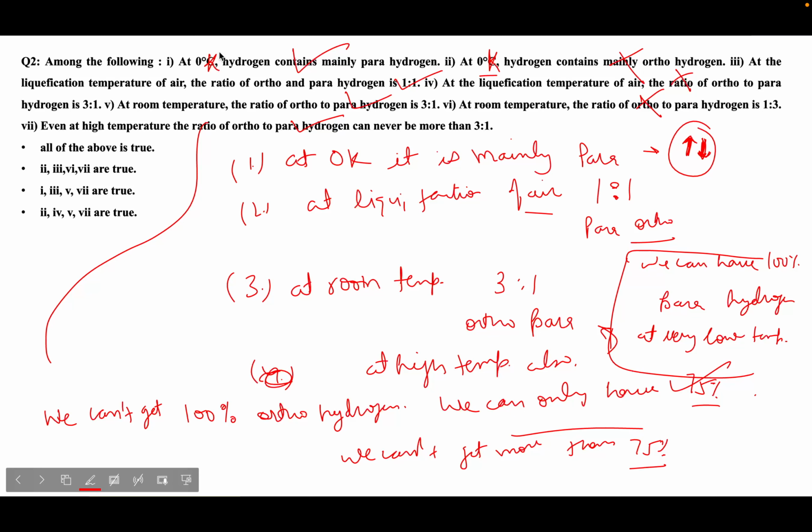So what we have is this 1, then this 3, then this 5 and 7. So the answer is 1, 3, 5 and 7 are true. Okay, so option C is correct.